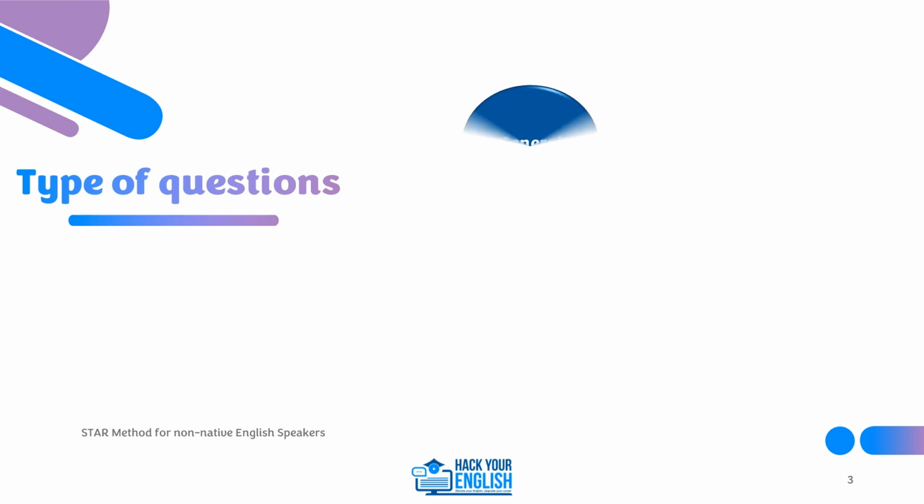There are general questions about your education and work history. They are straightforward and factual. Some examples are like, tell me about yourself, what do you know about the company? And they are usually asked at the beginning of the interview to get a general sense of the candidate and their interest in the position.